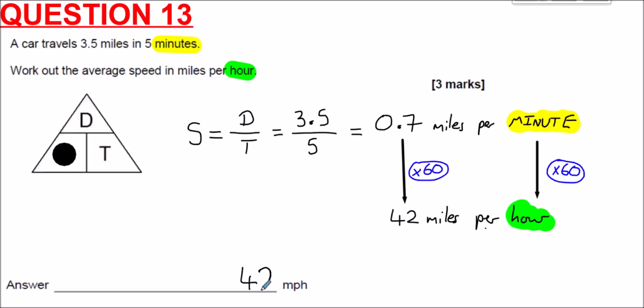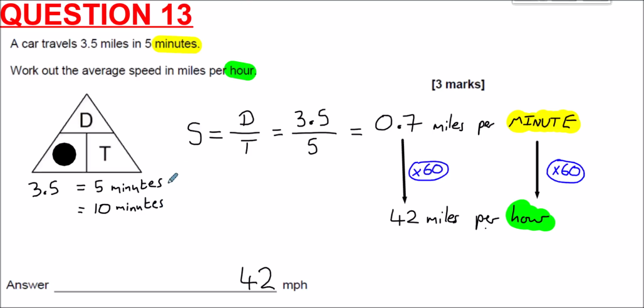I'll just briefly mention another way, which you may have found more useful. And so average speed, you can think of it as a ratio between distance travelled and time taken. So 3.5 miles in 5 minutes. Now, just as ratios can be simplified, ratios can be built up as well by doing what we do to one side to the other side. So for example, we could build this up to 10 minutes. 10 minutes is double what 5 minutes is.